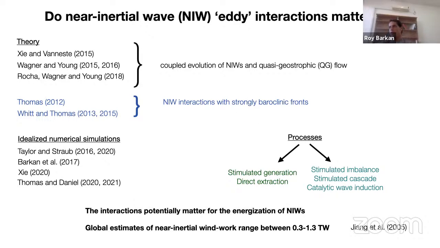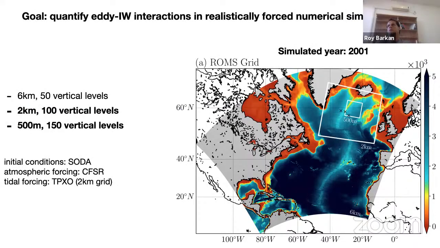What we've been trying to do is quantify these interactions in realistically forced numerical simulations. We've been using ROMS in a nested configuration: a 6-kilometer nest of a solution over the entire North Atlantic, gradually nested to 2 kilometers in the subpolar gyre and to 500 meters in the Iceland Basin. As we increase the horizontal resolution, we also increase the number of vertical levels, because it's obviously important when you're interested in internal wave type processes.